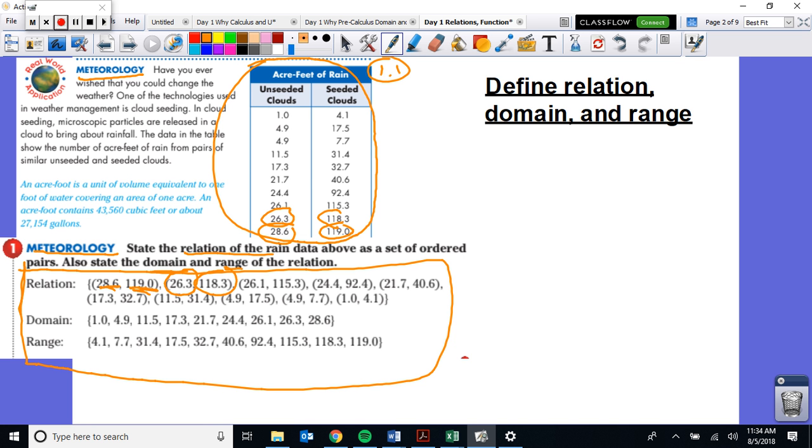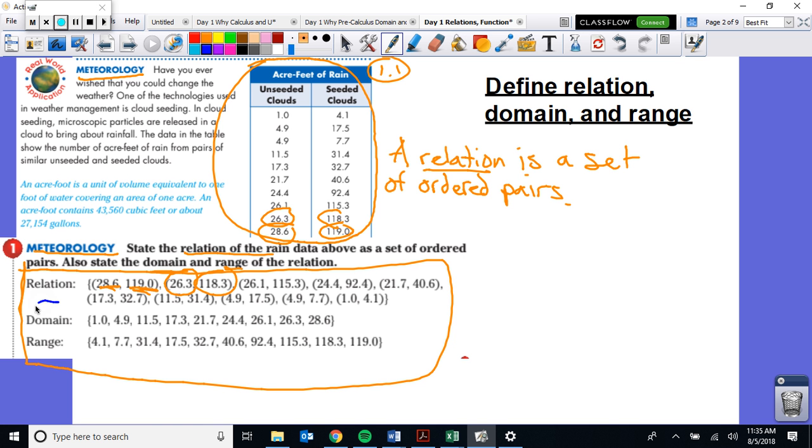In my notebook, it also has a definition in the textbook. A relation is a set of ordered pairs. And it says that in your textbook also. So that's one thing you should write down in your notebook.